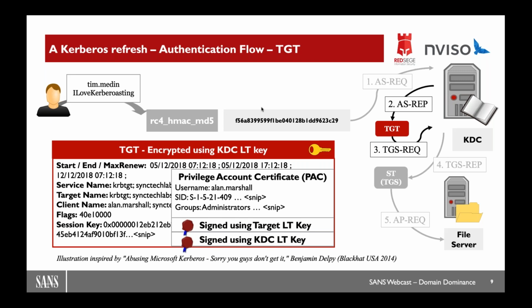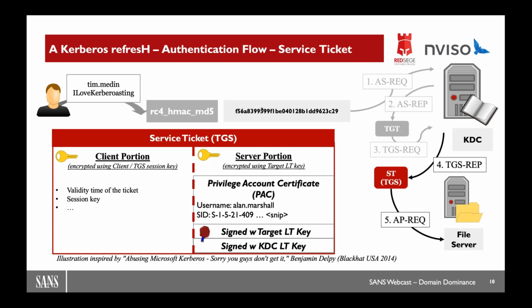So what does all of this mean? Well, this means that when Tim sends his TGT, he will request a service ticket, for example, to gain access to a file server. He will receive a service ticket, which includes some interesting information. So what kind of information? The domain controller will validate the TGT and will take out the privileged account certificate for Tim Medin and will copy that privileged account certificate inside a service ticket.